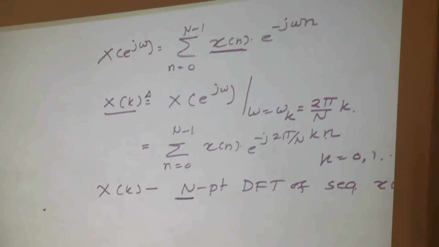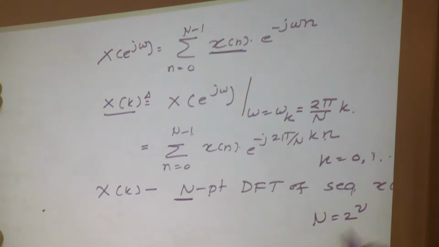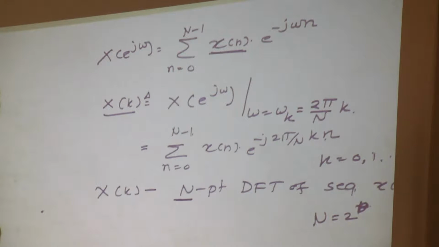Alright, there is a special case of this DFT when N is 2 to the power nu, or 2 to the power p. When p is equal to 3, this becomes 8. When p equal to 4, this becomes 16. When p equal to 5, this becomes 32. That's a special case, usually used. Alright, 8-point DFT, 4-point DFT, 1-point DFT. What is 1-point DFT? 1-point DFT is the sequence itself. We will see that in a moment.